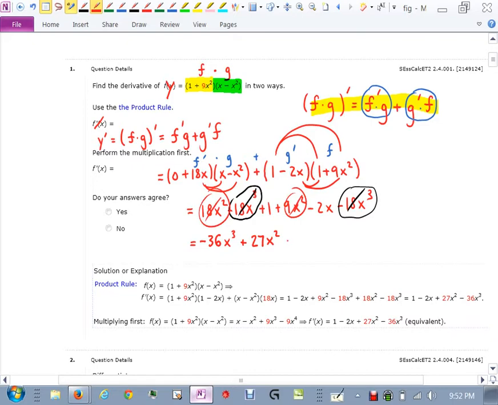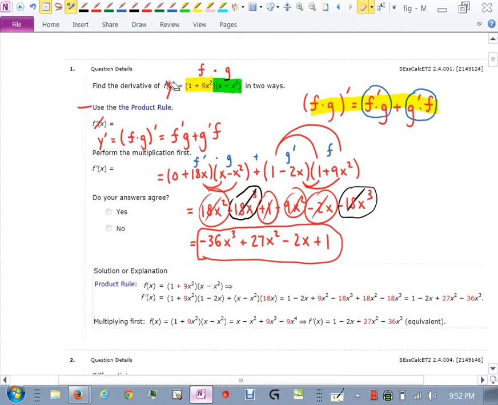The only x term I have is minus 2x. And then the only constant I have is 1, so plus 1. So that is my derivative using the product rule. Now that takes care of the first one. It says use the product rule to find the derivative. Now it says perform multiplication first and find the derivative.